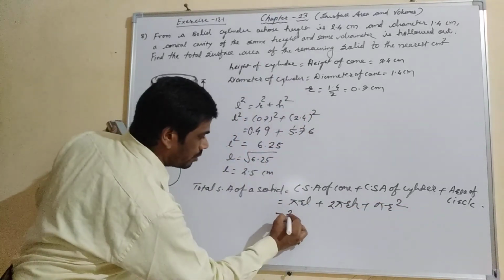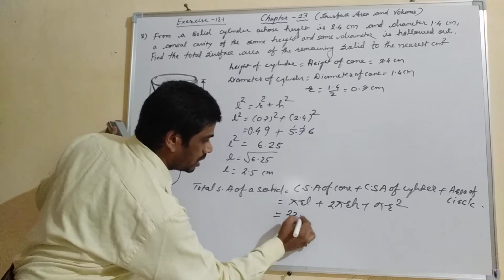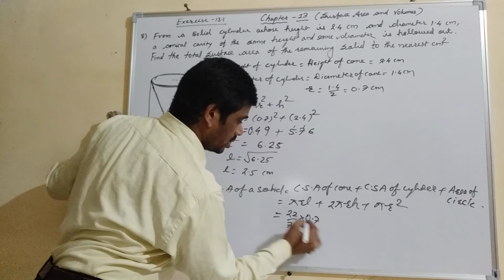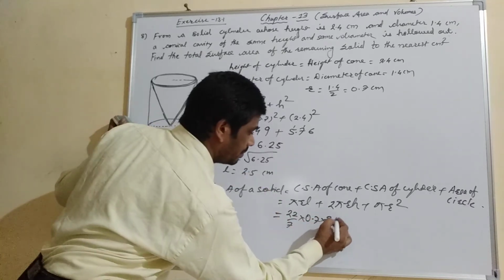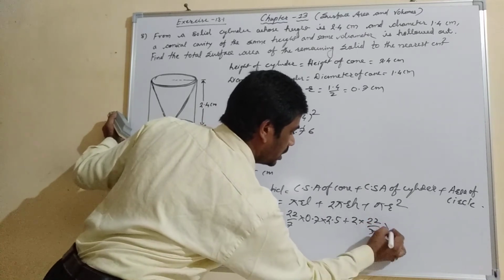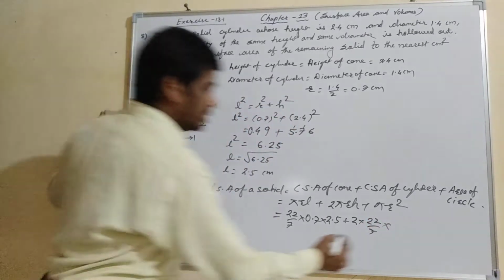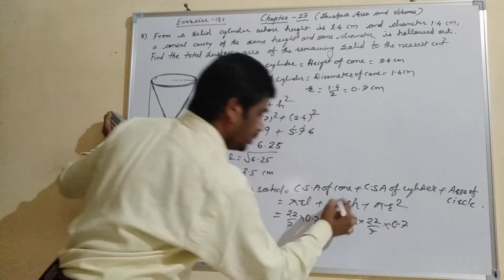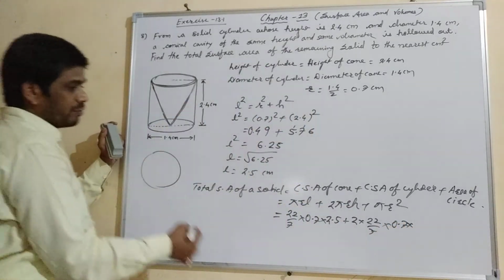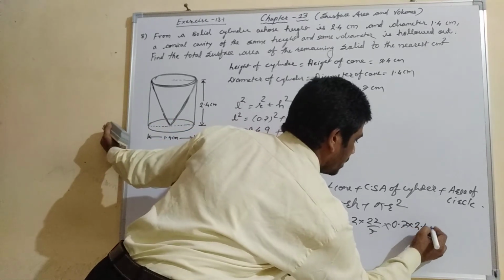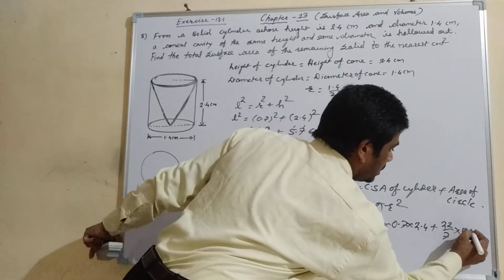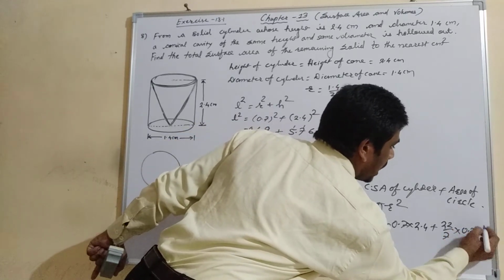So you can put the values here: 22 upon 7 into R is 0.7 only because it is the same, into L will be 2.5, plus 2 into 22 upon 7 into R will be 0.7 into H will be this 2.4, plus 22 upon 7 into 0.7 into 0.7 because it is R square.